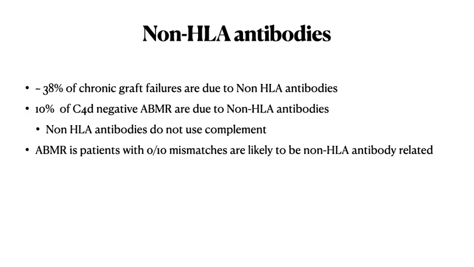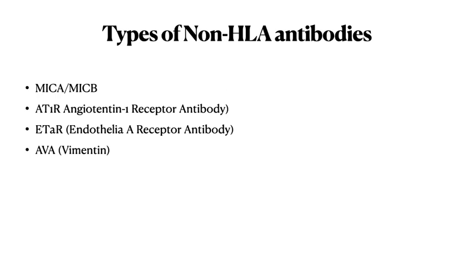So finally, in the last part of the presentation, about non-HLA. Non-HLA is even more confusing than the HLA antibodies, but I'll make an effort to make it clear for you. So 38% of chronic graft failures are due to non-HLA antibodies, which is a pretty high number, right? And 10% of C4d negative ABMR are due to non-HLA. So non-HLA antibodies do not use complement. The ABMR in patients with 0 mismatches, that is like 10 out of 10 match, is likely to be non-HLA antibody related. So this is context.